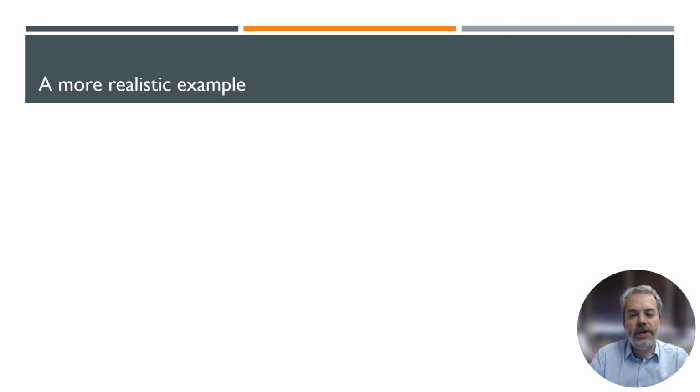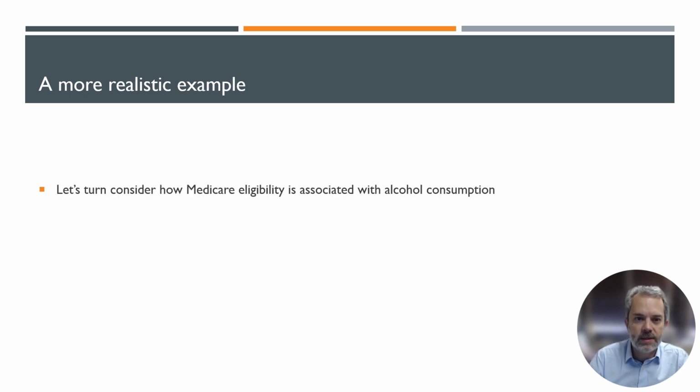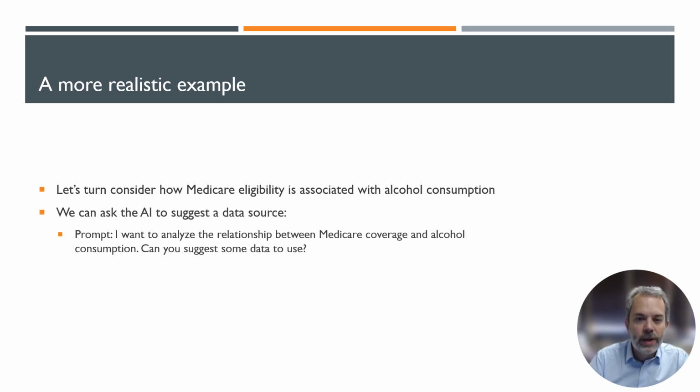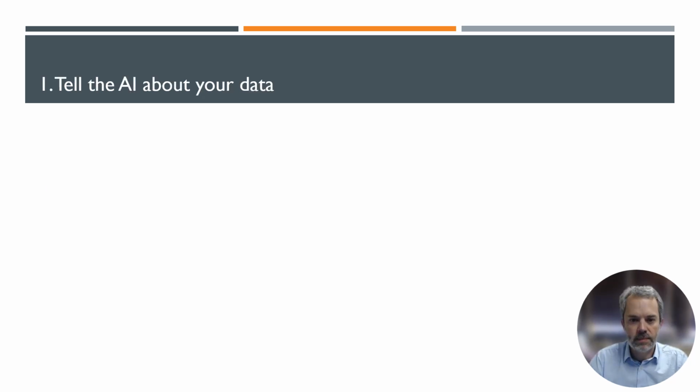The previous example is very simple. We can also consider a more challenging and realistic example next. Let's check in on how Medicare coverage affects drinking. We can start by asking ChatGPT for a data source. And the long list of data sources it suggested included the Behavioral Risk Factor Surveillance Survey, or the BRFSS, which is what we will use for this example.